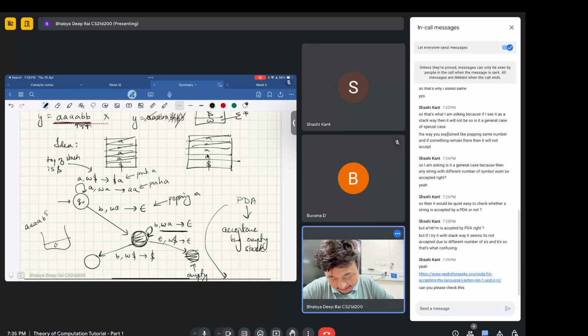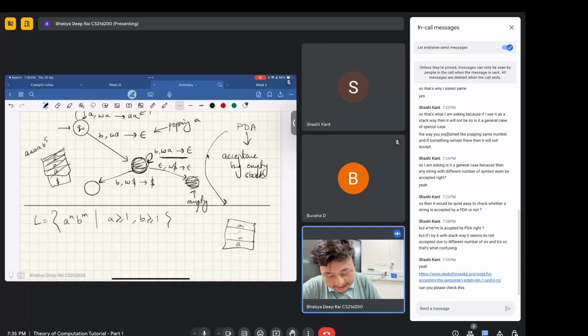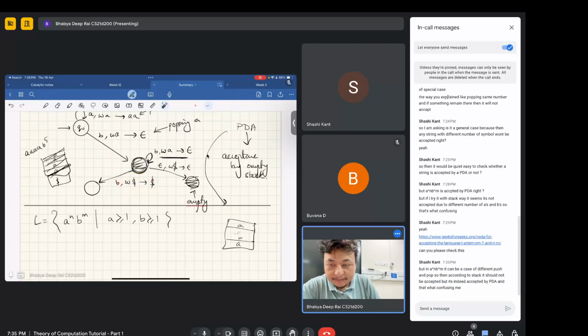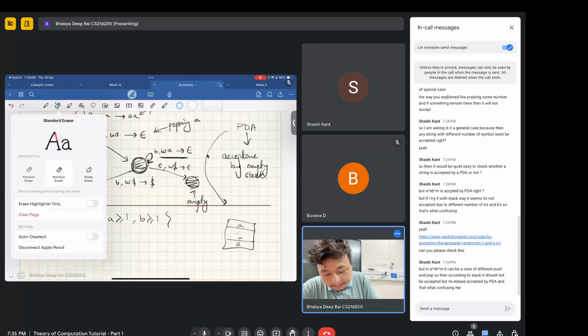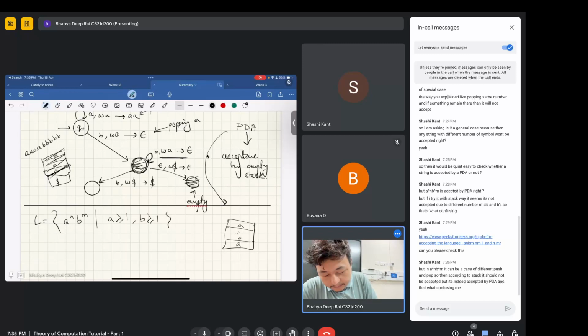So what will happen here is I'll push 4 A's onto the stack, and I'll start popping. At this point I've popped everything, and this is the exact scenario. If I see a B in the input, I'll have one B remaining, because for each of the 4 B's I've popped each of the 4 A's. So I'll have one B remaining, and I'll have a dollar remaining. So there is a B in the input and a dollar on top of the stack. Then I'll keep the dollar on the stack.